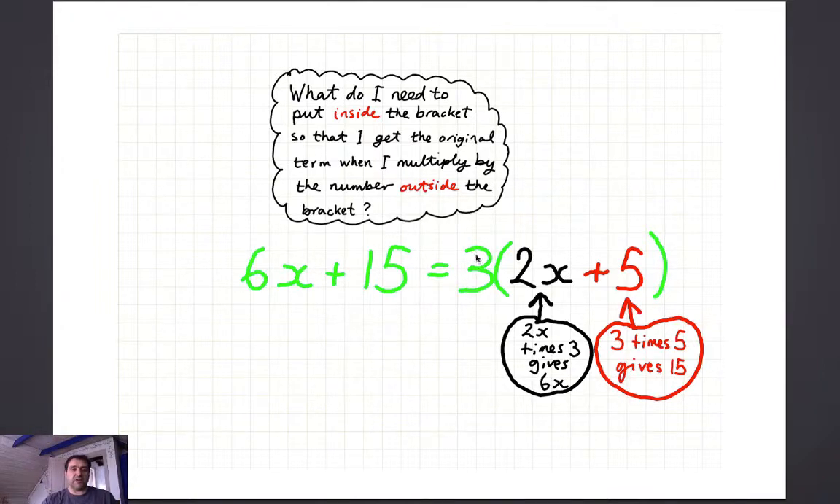So for example, I'm asking myself the question, what do I need to multiply the 3 by in order to get the 6x? Well, I need to multiply it by 2 to get 6. And then to get the x, I'll need to multiply it by x as well. So I need to multiply 3 by 2x in order to get the 6x. Then I'm asking myself, what do I need to multiply the 3 by in order to get the 15? And the answer to that is 5. 3 times 5 gives 15. So I need to multiply the 3 by 5 in order to get the 15.